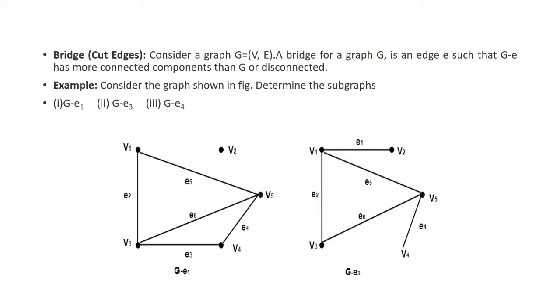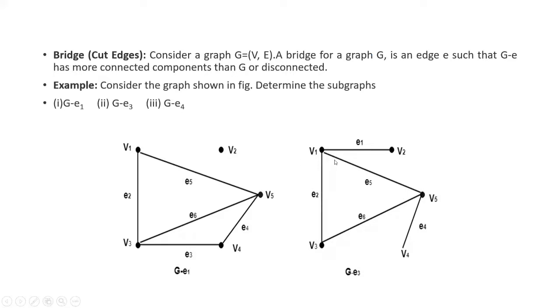So consider the graph G. Whenever we get G minus E1 by cutting the edge E1, that is, whenever we remove this E1, we will get this V1.